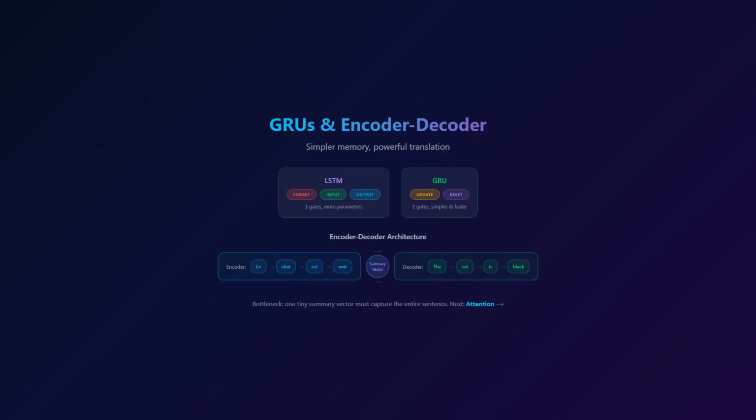Now let's talk about a powerful pattern, the encoder-decoder architecture. For tasks like translation, you need to read an entire sentence in one language and then produce the translation in another language. The encoder reads the input sentence word by word, building up a summary vector. The decoder takes that summary and generates the output sentence word by word. This was the dominant approach for machine translation for years.